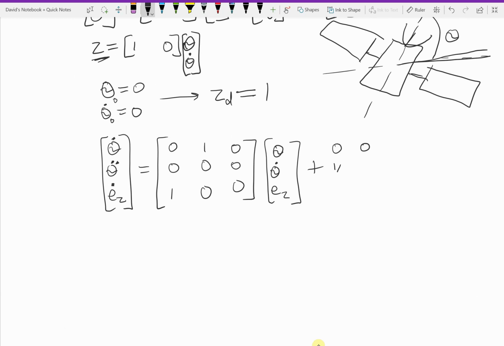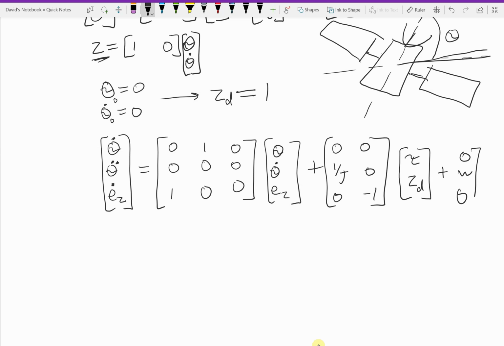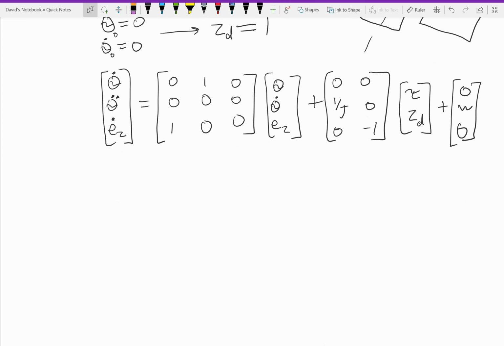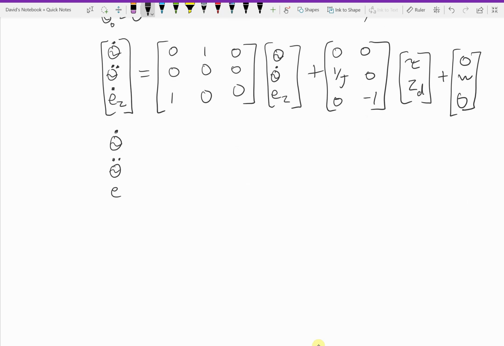So the D matrix looks like this with tau and zd, and the disturbance looks like this. Implementing, or finishing the implementation of, our controller by changing tau to be a PID controller, we will end up with a system that looks like this.